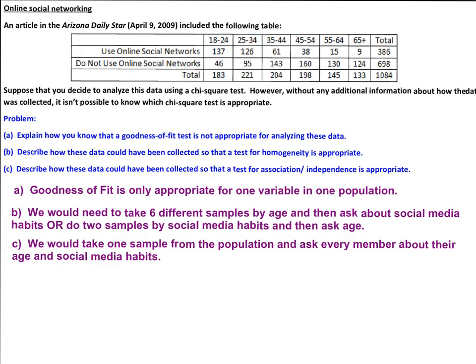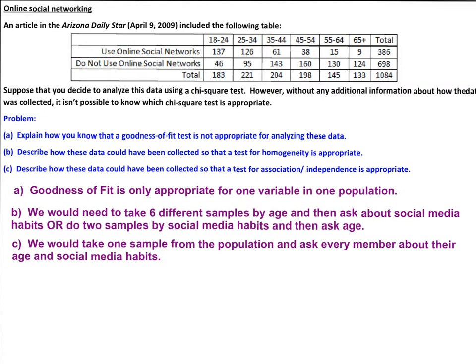Take a look at this data. Categorical data looks at use of social networks and age category. Basically now we technically have 3 chi-squared tests: goodness of fit, homogeneity, and independence.